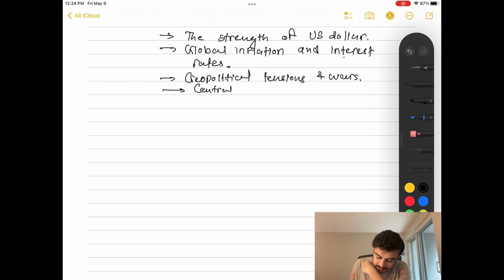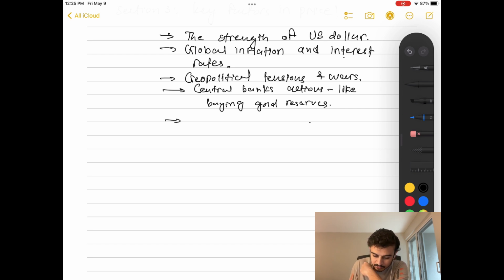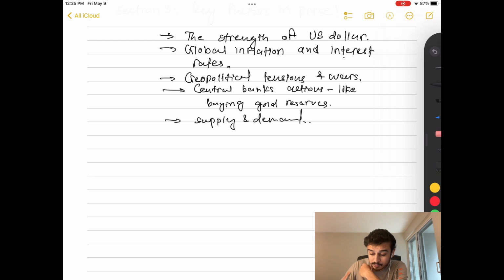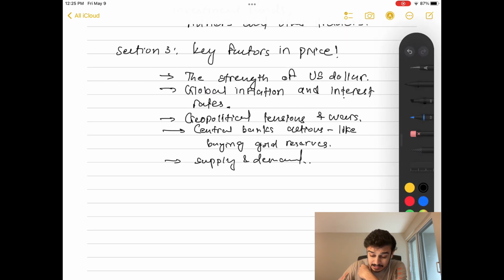Then central banks' actions like buying gold reserves, and of course supply and demand. So anytime gold price fluctuates, the reason should be among these things. These are the factors based on which gold price will always fluctuate.